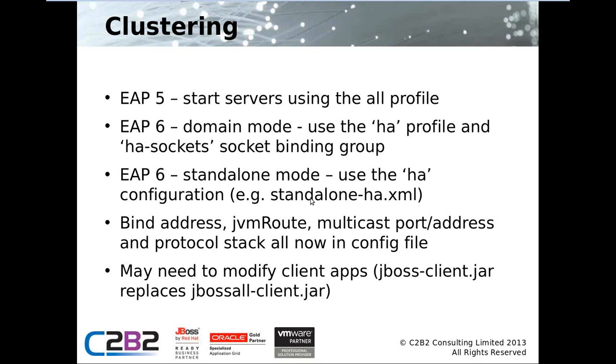But basically, if you're in standalone mode, you need to use the high availability configuration, so the standalone-ha.xml or the standalone-full-ha.xml. And if you're running in domain mode, then use the HA profile or the HA sockets socket binding group. Now, things like your bind address, JVM route, multicast port address, and the protocol stack are all now contained in the one configuration file, whereas before they were scattered about amongst various different configuration files.